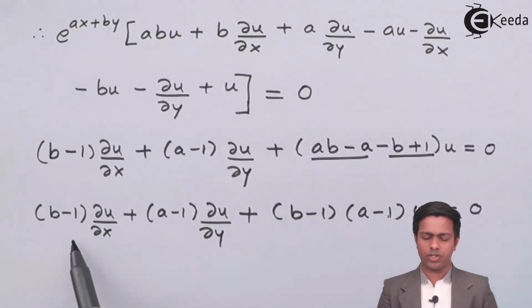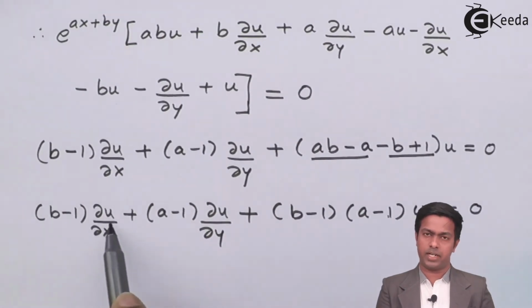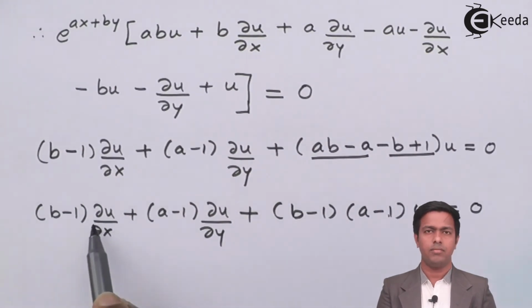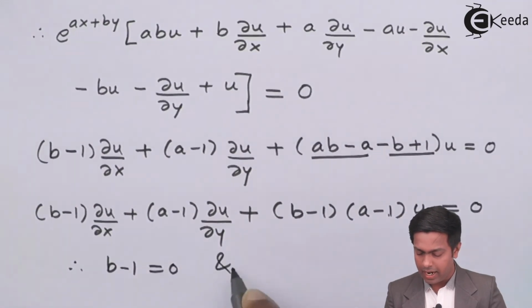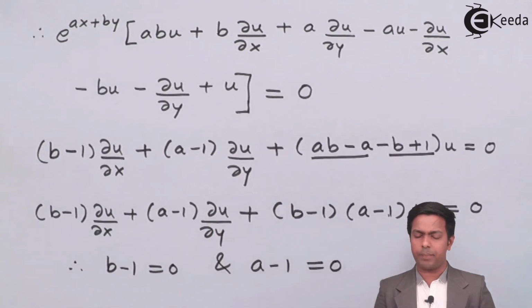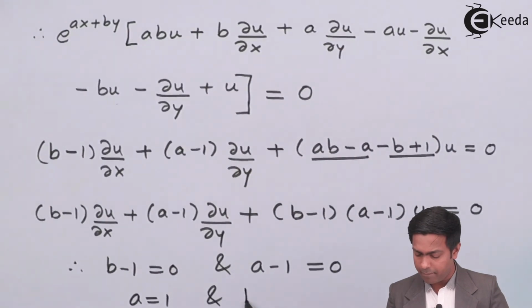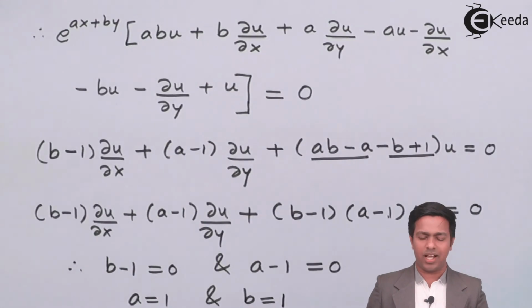So if these three terms are not 0, it means its coefficient has to be 0, because here we have multiplication, one term is not 0, so the other term has to be 0, then only we will get 0 here. So therefore I'll say b minus 1 is 0 and a minus 1 is also 0. So you can compare here, or you can compare here also. If u is not 0, it means b minus 1 and a minus 1 have to be 0, and therefore guys we will get a equals 1 and b equals 1. So therefore the value of a and b, both are equal to 1.